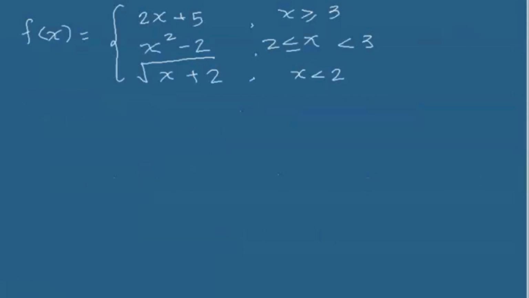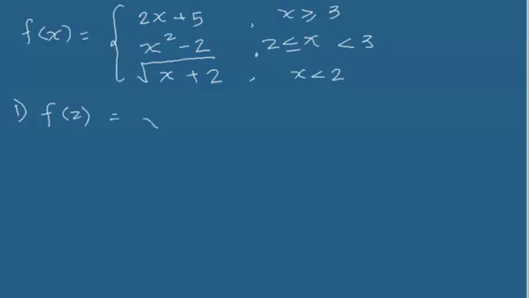f of x is equal to, so we have a piecewise function, 2x plus 5 if x is greater than or equal to 3, x squared minus 2 if x is less than 3 but greater than or equal to 2, and the square root of x plus 2 if x is less than 2. Let's start with the first step: identify if f of 2 does exist. Since we need f of 2, we're going to use the function x squared minus 2.